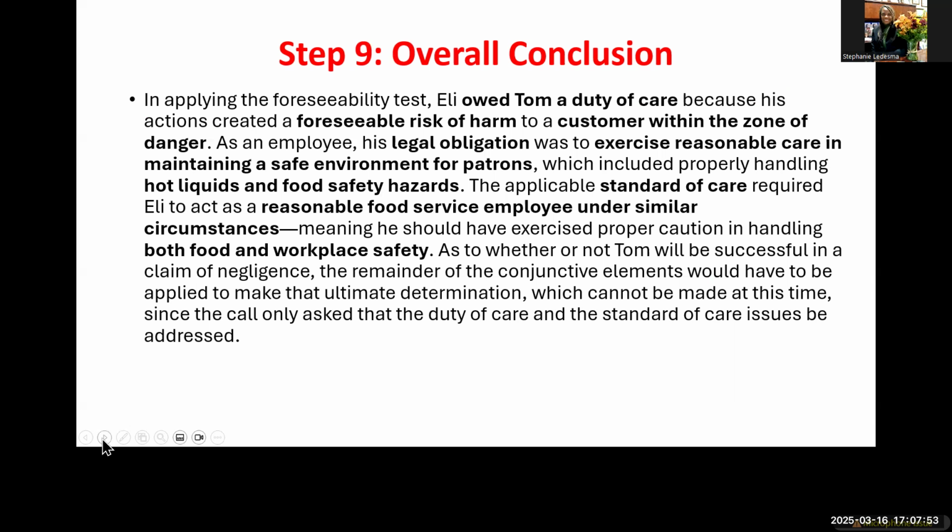Here's my third question, which was actually my first. As to whether or not Tom will be successful in the claim of negligence, the remainder of the conjunctive elements would have to be applied to make the ultimate determination, which cannot be made at this time, since the call only asked that the duty of care and the standard of care issues be addressed. Done.